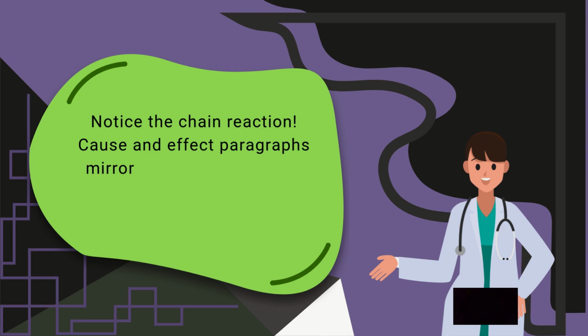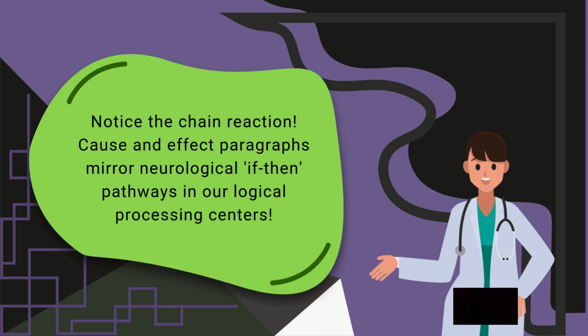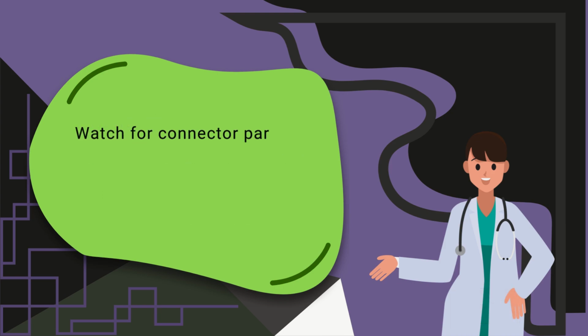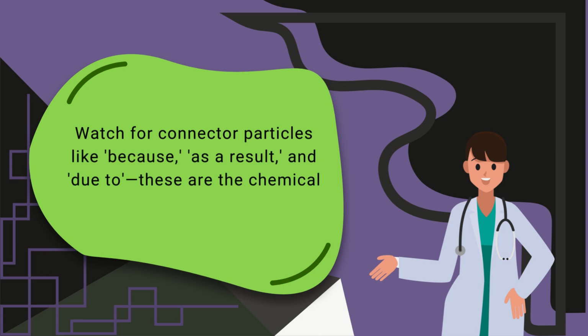Cause and effect paragraphs mirror neurological if-and-then pathways in our logical processing centers. Watch for connector particles like because, as a result, and due to. These are the chemical bonds in cause and effect reactions.